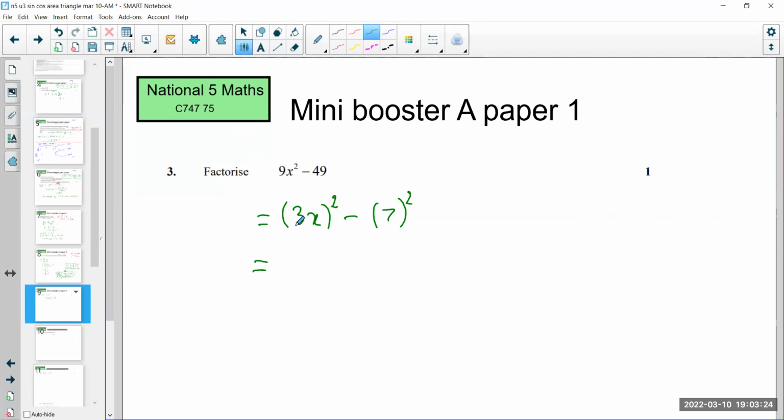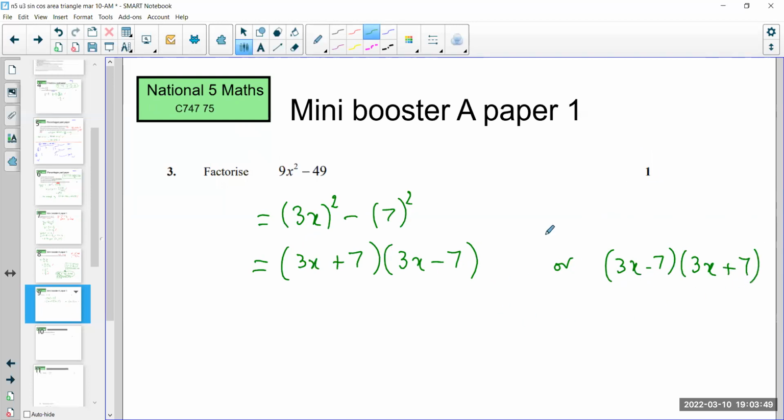Okay. So 3x, because 9 is 3 times 3, x squared is x to the power. So my solution is 3x plus 7 times 3x minus 7. Or, doesn't matter which way, it's the same as 3x minus 7 times 3x plus 7. You get the mark whether you give it that way or that way. Okay.